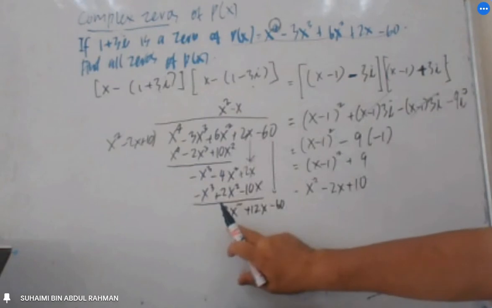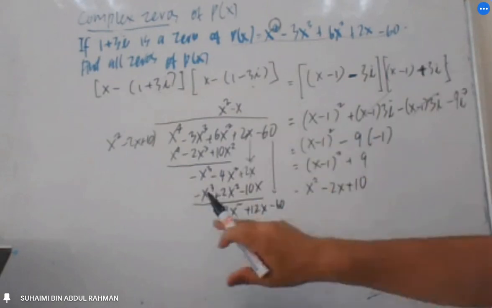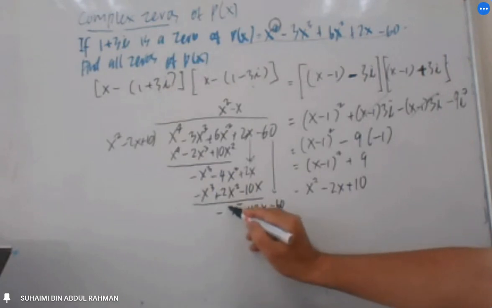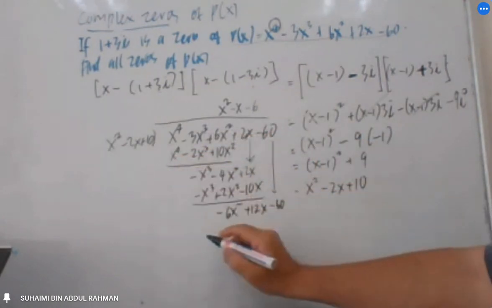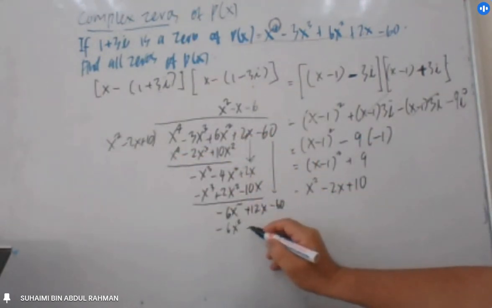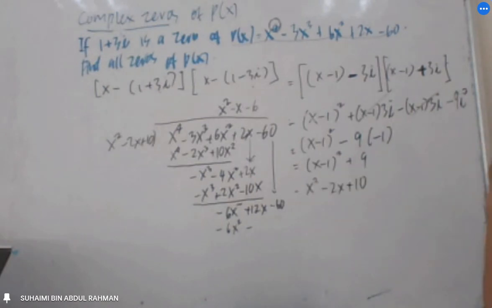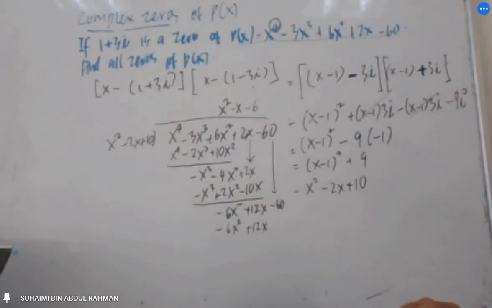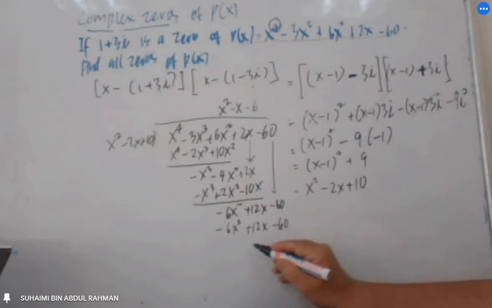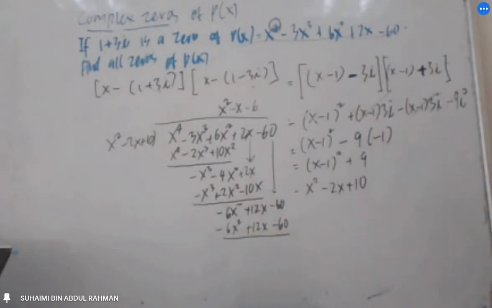Is it 2x here? 56, right? 56. Then positive 12x, minus 60. Then finish.